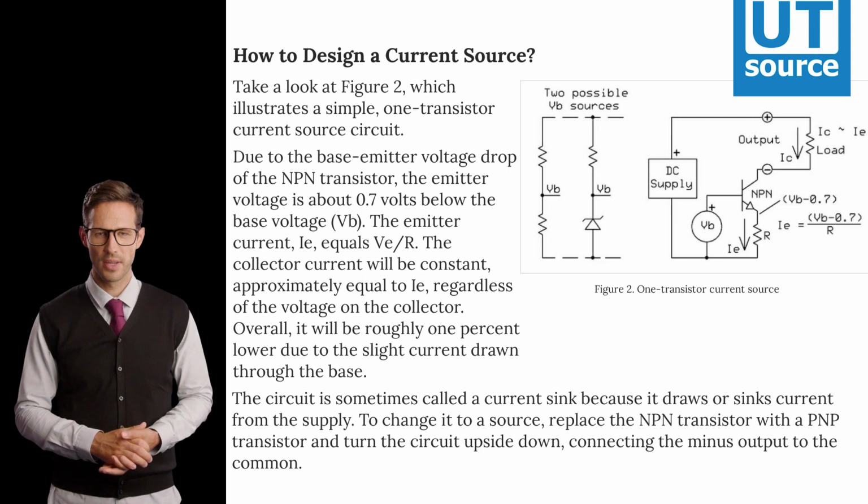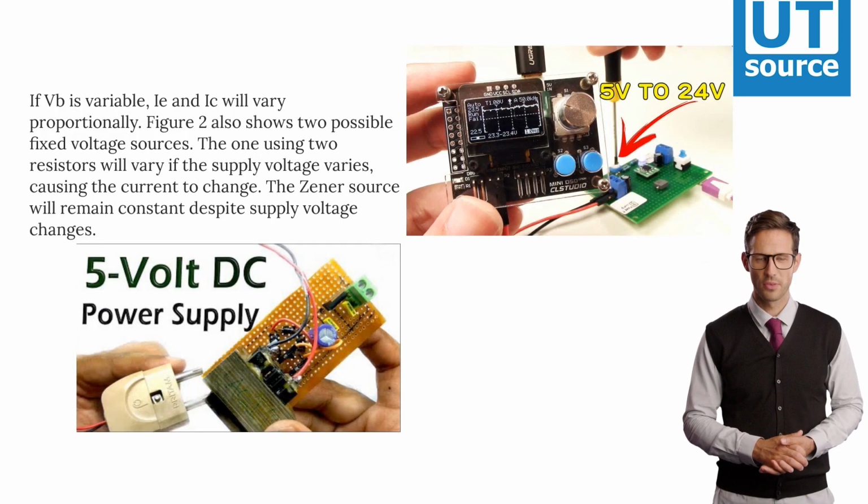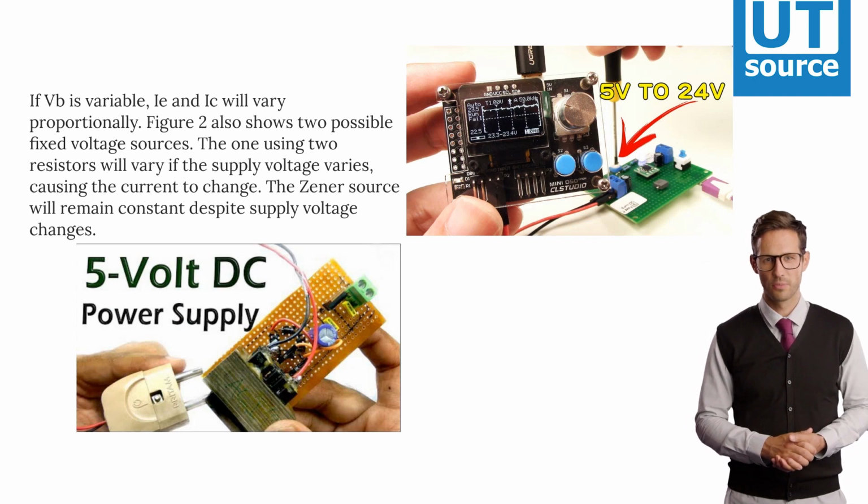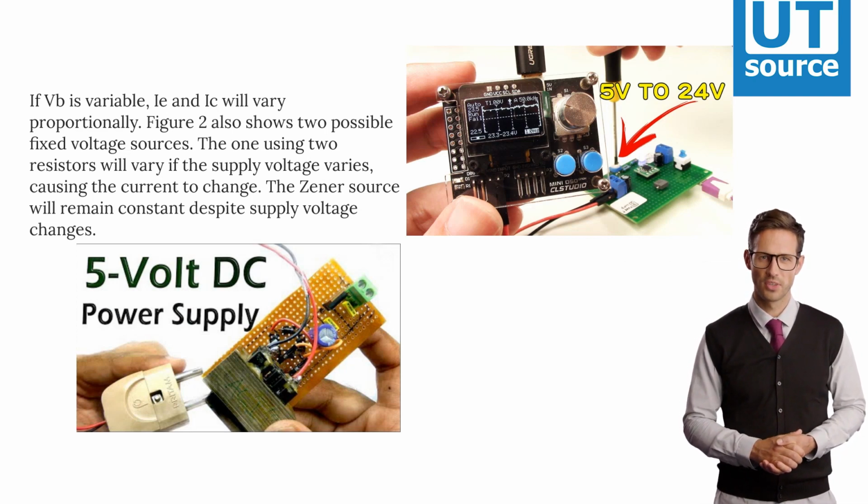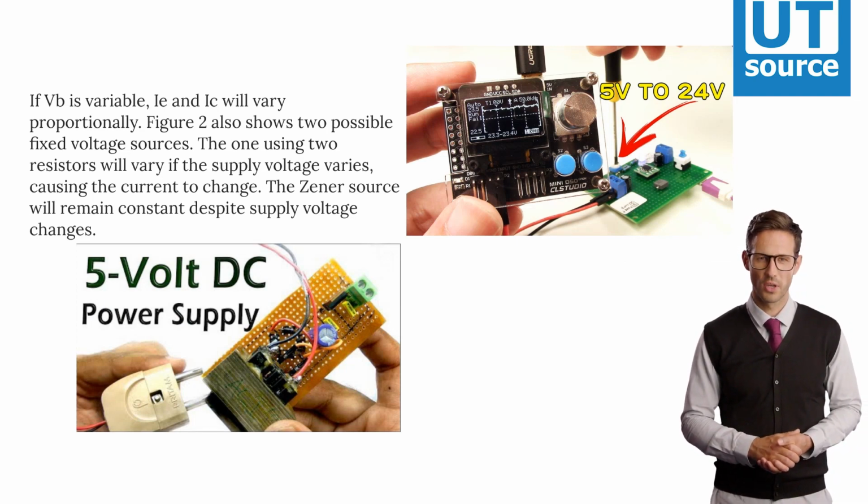The circuit is sometimes called a current sink because it draws or sinks current from the supply. To change it to a source, replace the NPN transistor with a PNP transistor and turn the circuit upside down, connecting the minus output to the common. If VB is variable, IE and IC will vary proportionally. Figure 2 also shows two possible fixed voltage sources. The one using two resistors will vary if the supply voltage varies, causing the current to change. The Zener source will remain constant despite supply voltage changes.